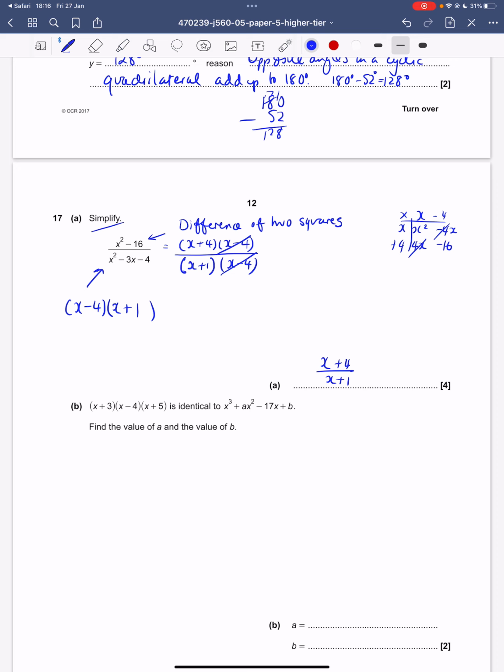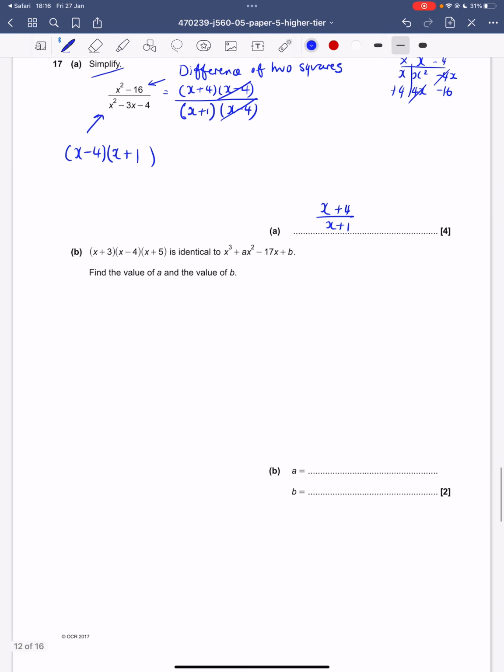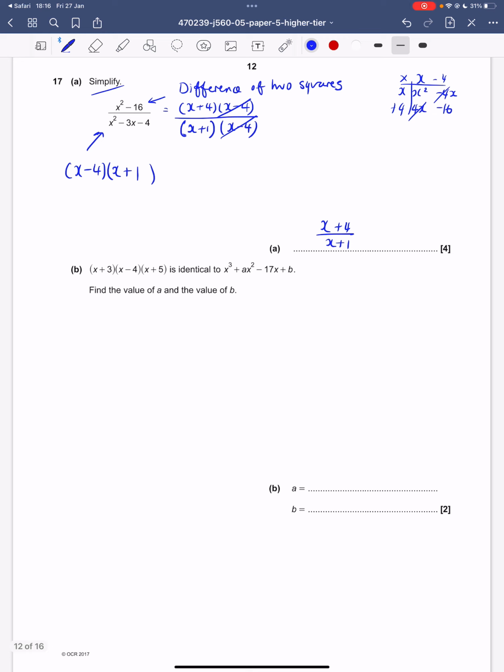Okie doke. X plus 3 times x minus 4 times x plus 5 is identical to x cubed plus ax squared minus 17x plus b. Find the value of a and the value of b.